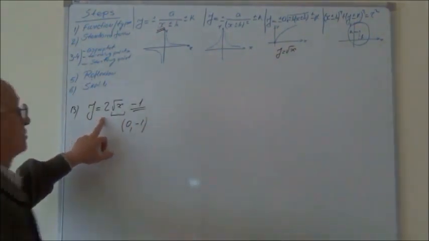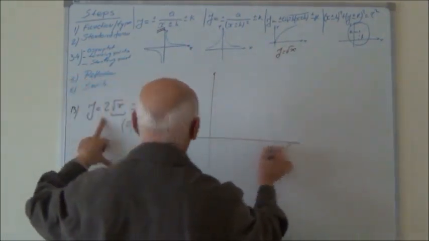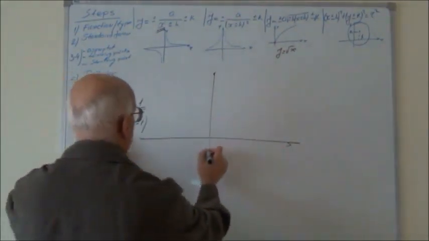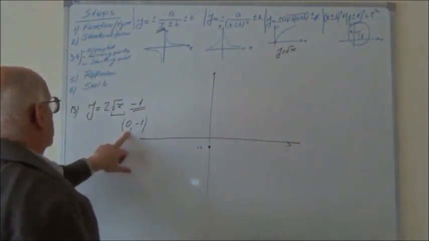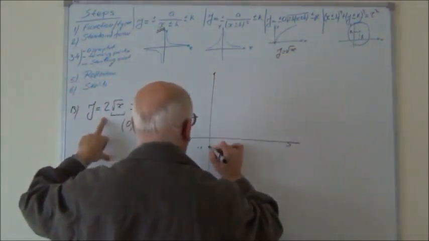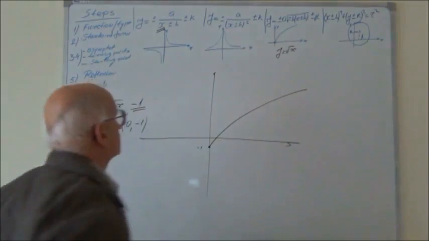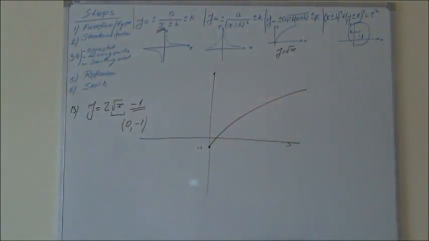We don't have reflection, and it is very simple to sketch that graph. So minus 1 is here, and as there is no reflection, we simply sketch that graph. That was question 13. Now we will see question 14.